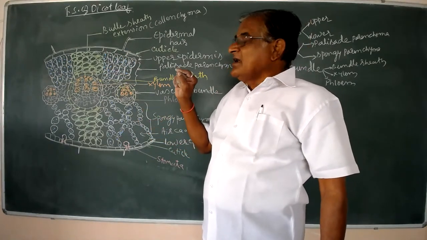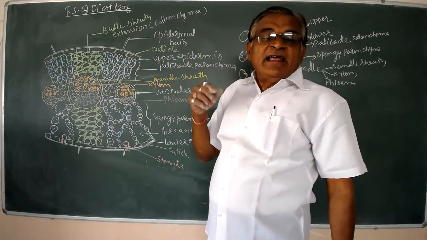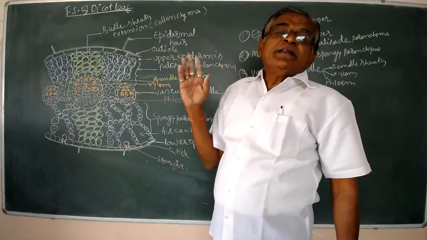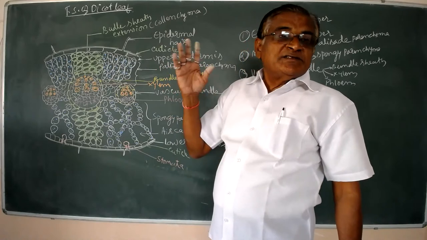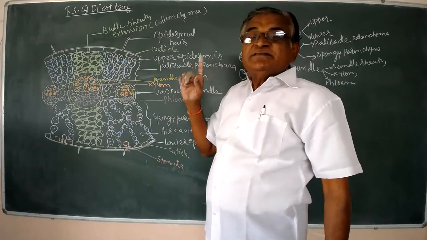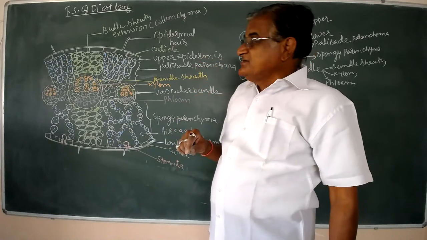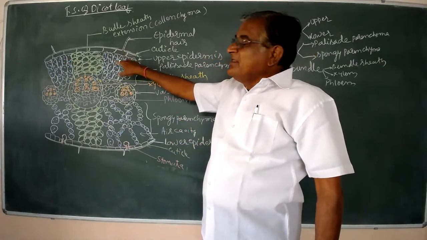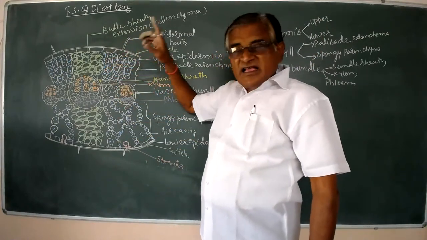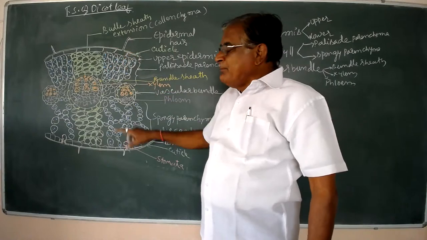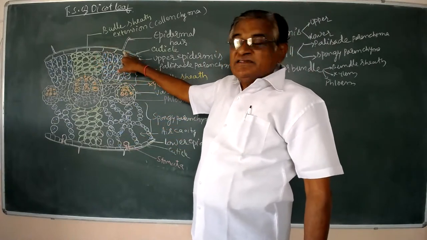This cuticle protects the leaf from the high sunlight and also from transpiration, the loss of water from the leaf. It plays a very important role, and it also protects from the entry of pathogens. Next to the cuticle, you will have the upper epidermis. The upper epidermis is single layered, and all the cells are rectangular or barrel shaped.